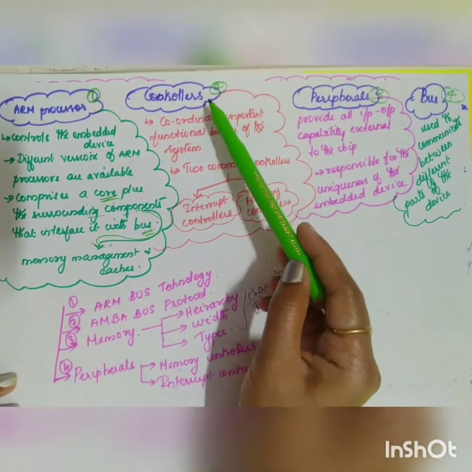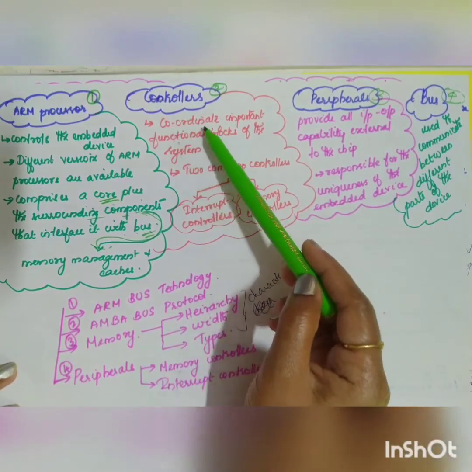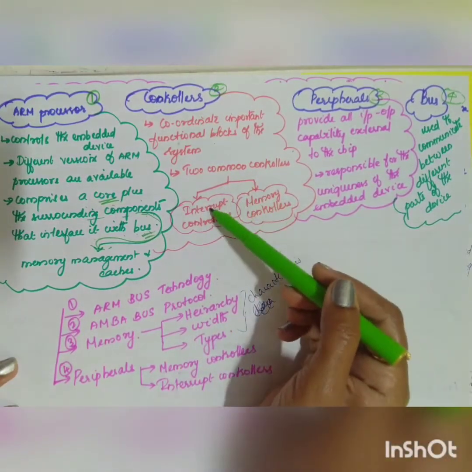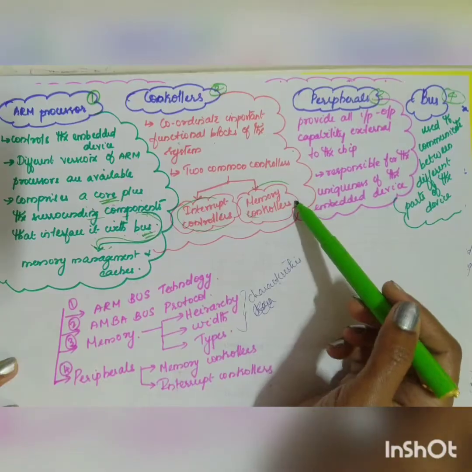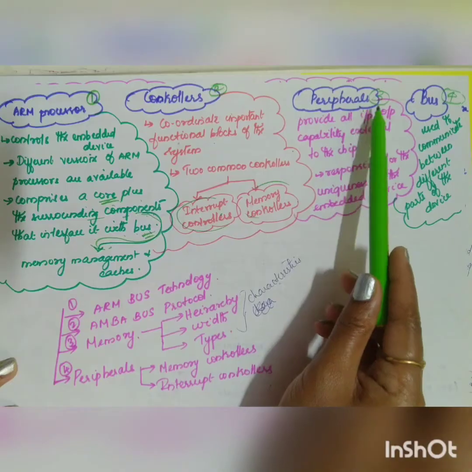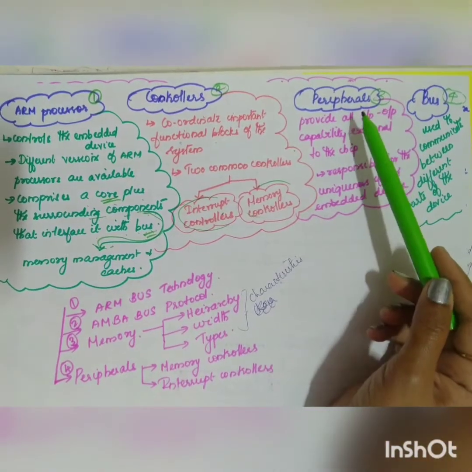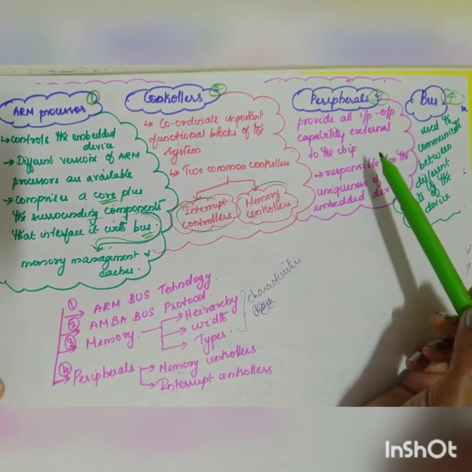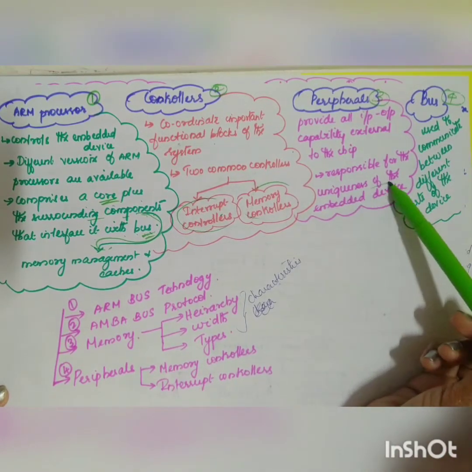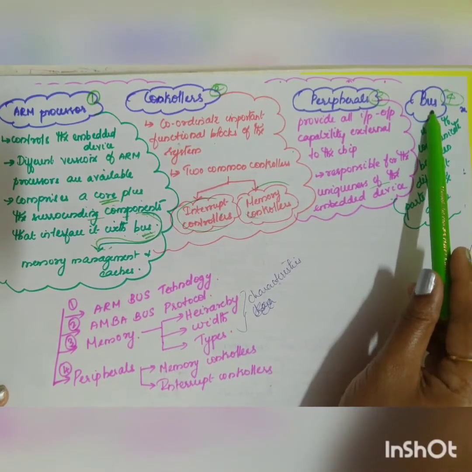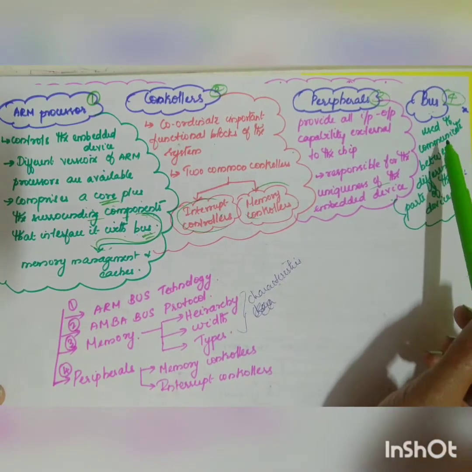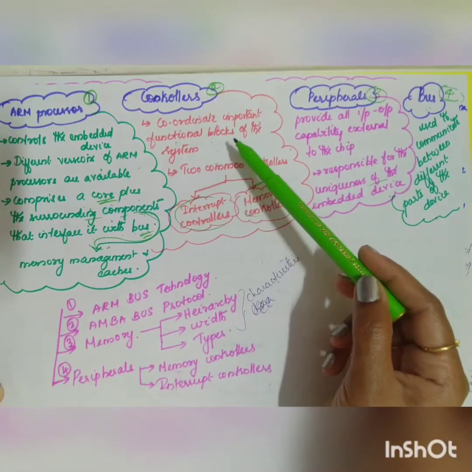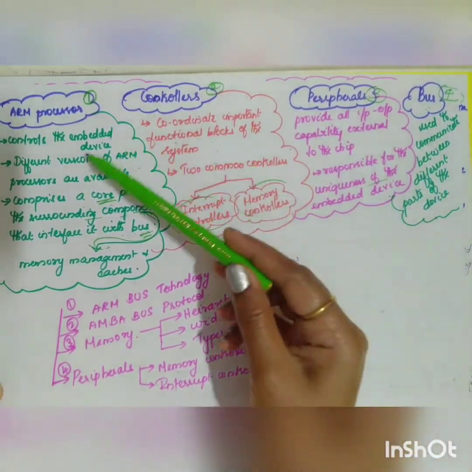Now the next one is your controllers. What does the controller do? It coordinates the important functional blocks of the system. There are two common controllers: one is your interrupt controller and the second one is your memory controller. In the case of peripherals, the different input and output devices, it provides all input and output capability external to the chip, that is off chip, and it is responsible for the uniqueness of the embedded device. And last but not the least, you have the bus. It is used to communicate between the different parts of the device. So these are in general the four different hardware components and their important points.